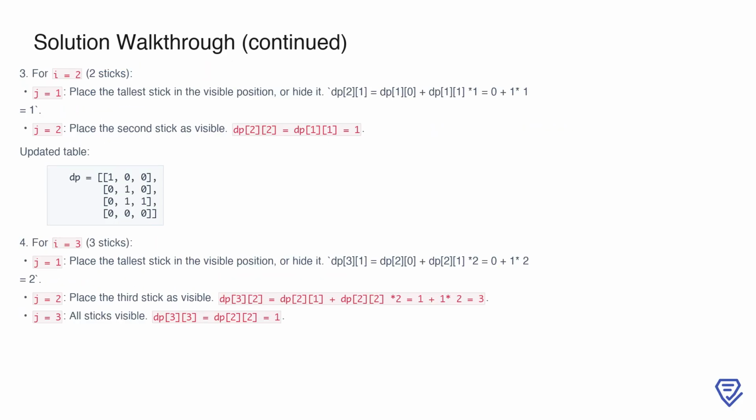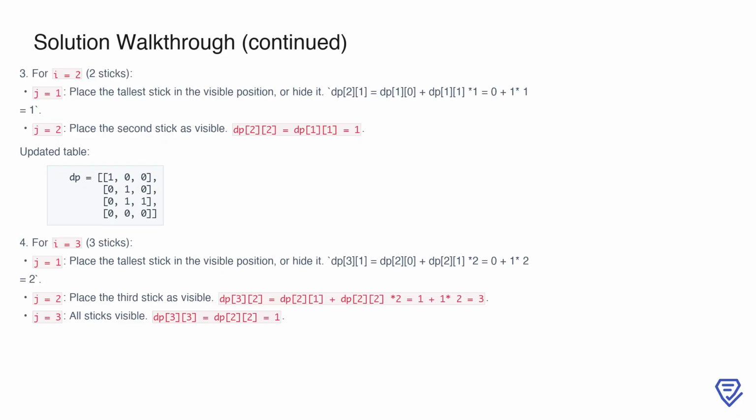Now, we move to i equals 2 sticks. If only one stick is visible, the tallest stick can be placed in the visible position, or we can hide it behind another stick. Using the recurrence relation, dp[2][1] becomes dp[1][0] plus dp[1][1] * 1, which evaluates to 0 plus 1 * 1 equals 1. Next, for j equals 2, we want 2 sticks to be visible. Here, the second stick is placed as visible, so dp[2][2] equals dp[1][1], which is 1. This gives us the updated table, where dp[2][1] equals 1 and dp[2][2] equals 1.